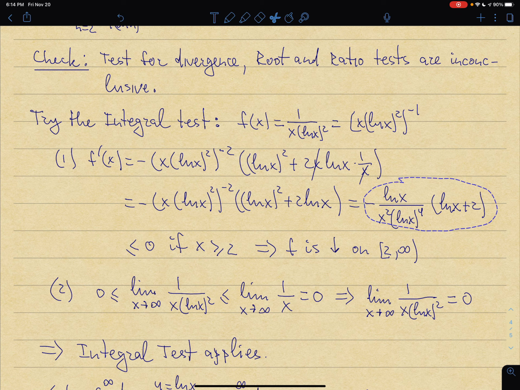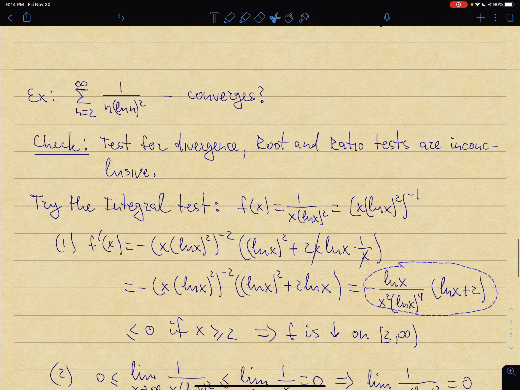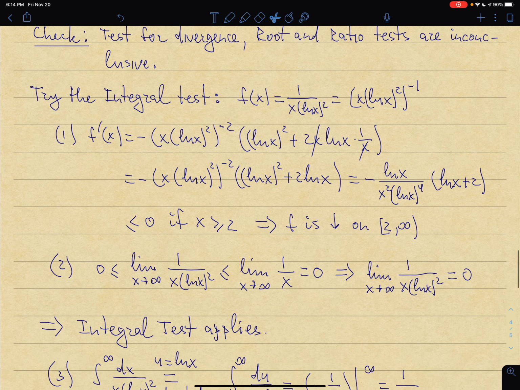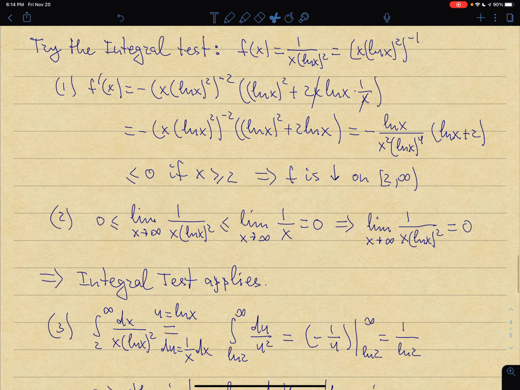So what about the sign of this expression? In this case, the series is actually evaluated from 2 to infinity, right? Because I couldn't start at 1, because the ln of 1 is equal to 0. So that means that I have to show that this function f of x is decreasing on the interval from 2 to infinity.